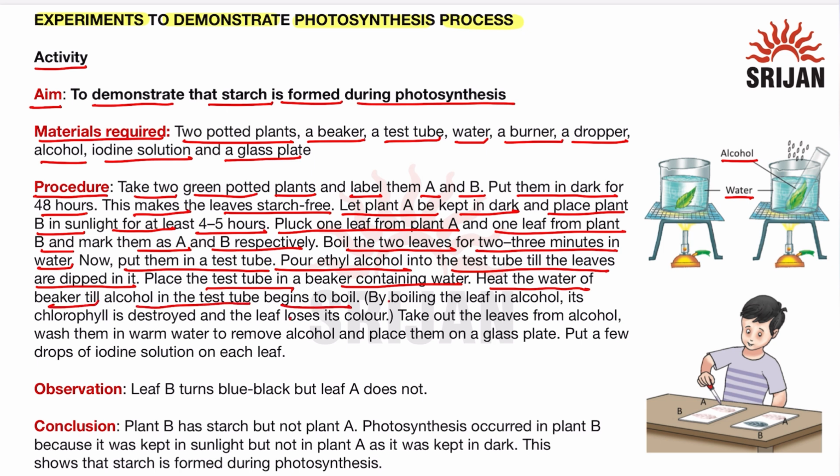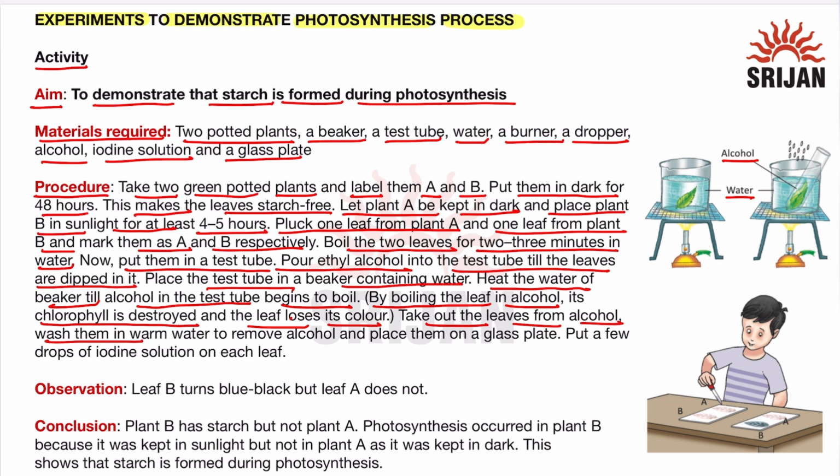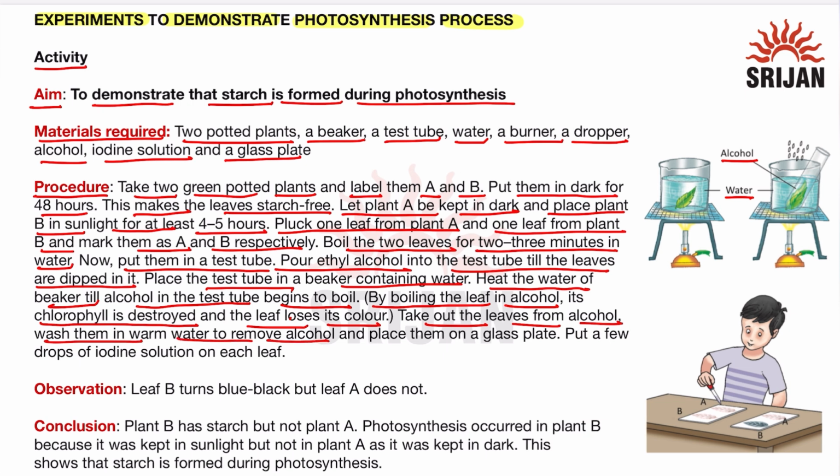Now why are we doing this? Because by boiling the leaf in alcohol, its chlorophyll molecules will be destroyed and the leaf will lose its color. Now take out the leaves from alcohol and wash them in warm water to remove the alcohol and place them on a glass plate.